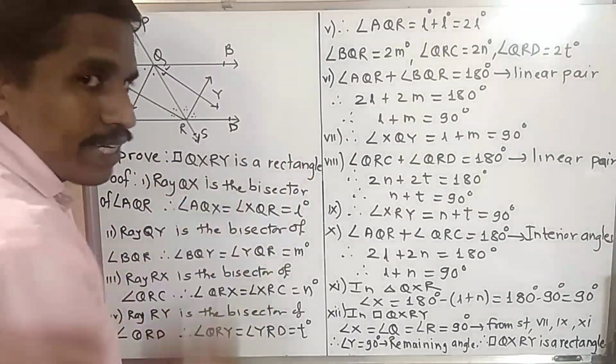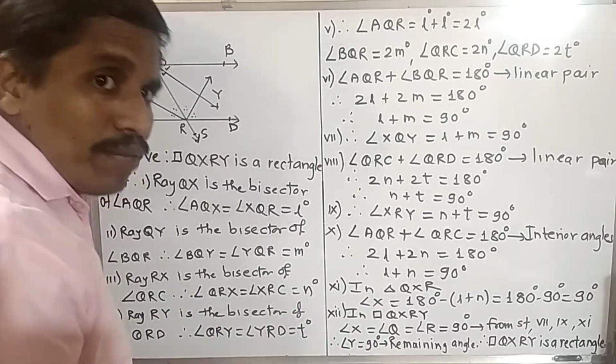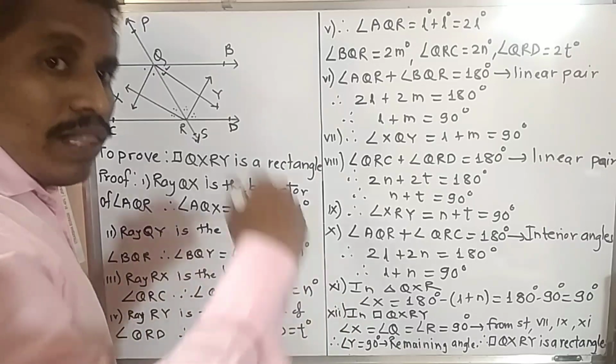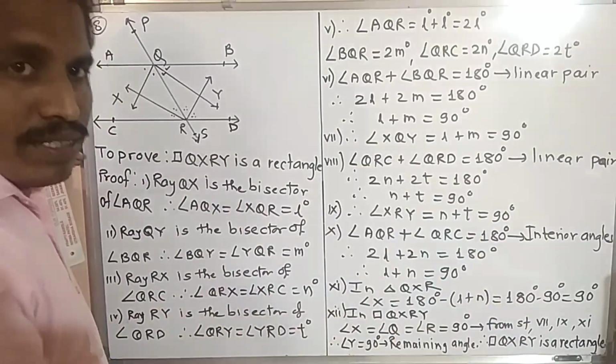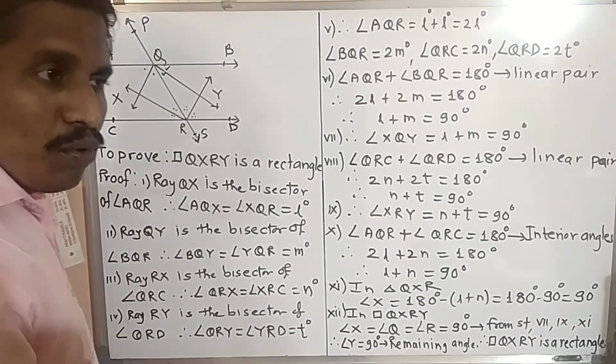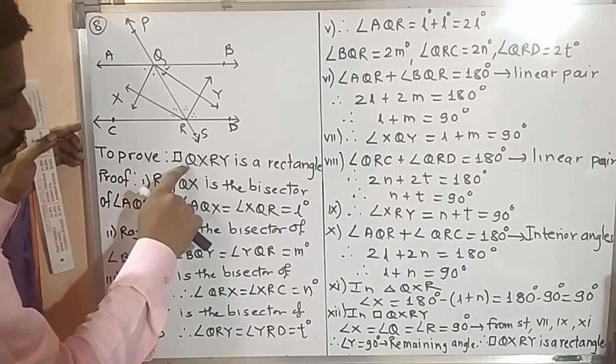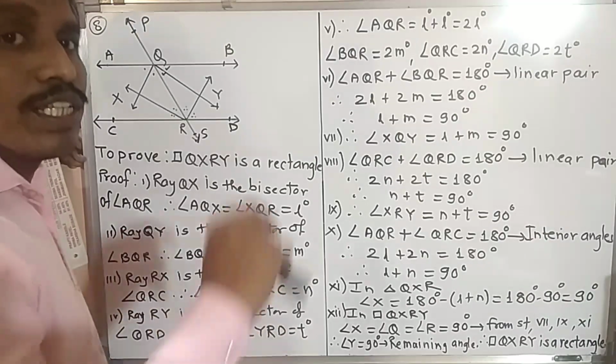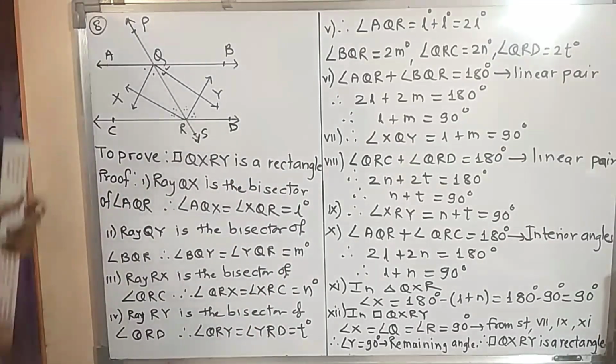QXRY is a rectangle. When will a quadrilateral become a rectangle? If all the angles are right angles. It means I have to prove all angles of quadrilateral QXRY measure 90 degrees.